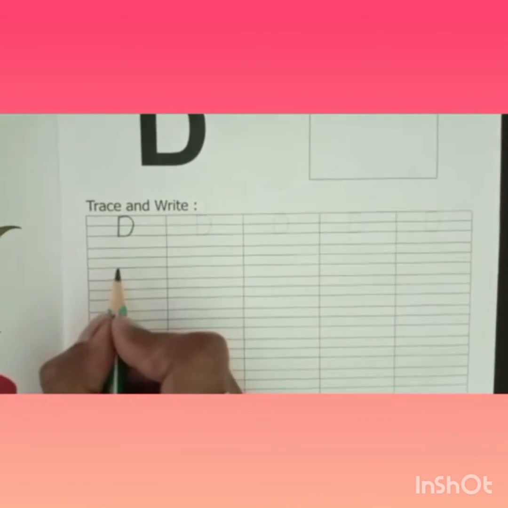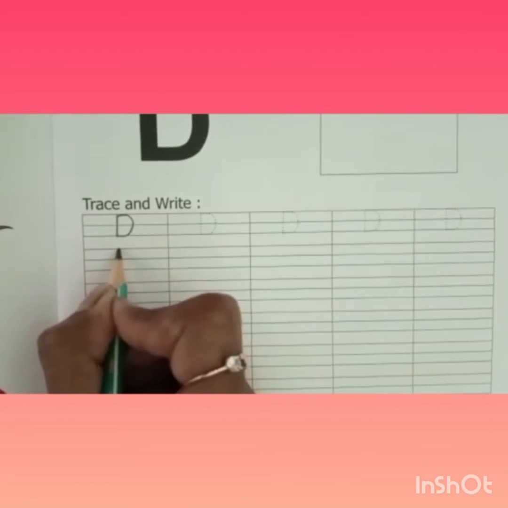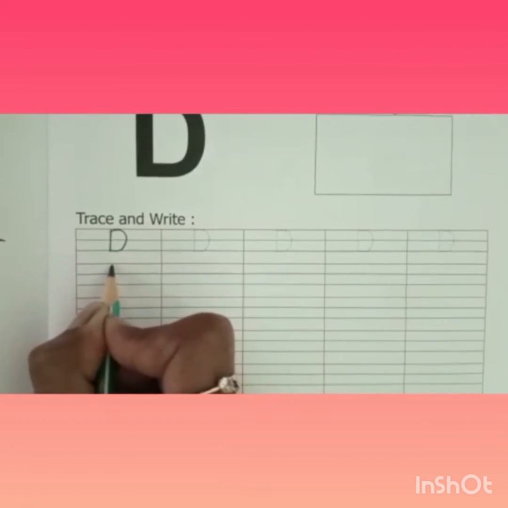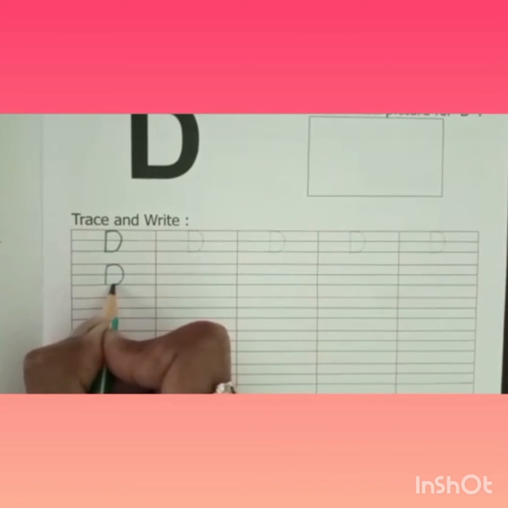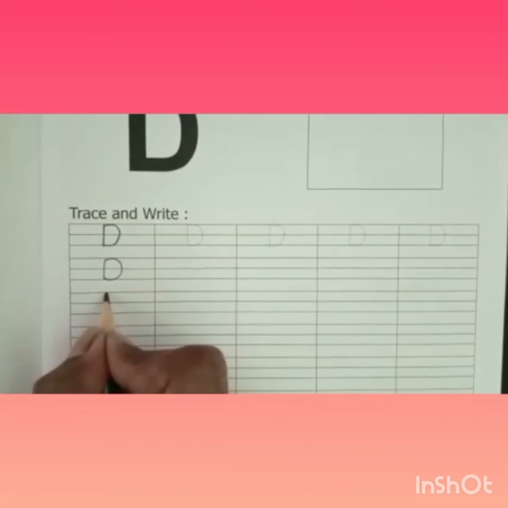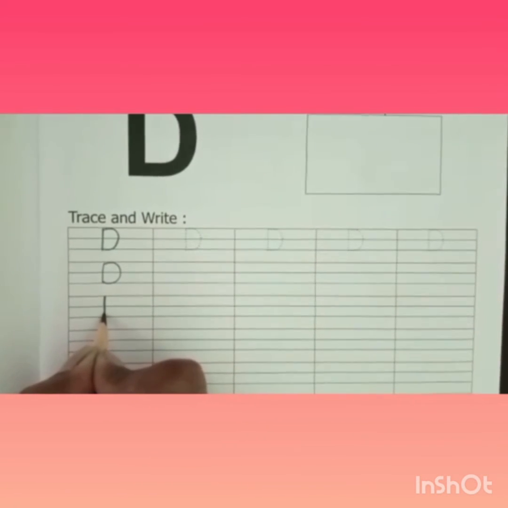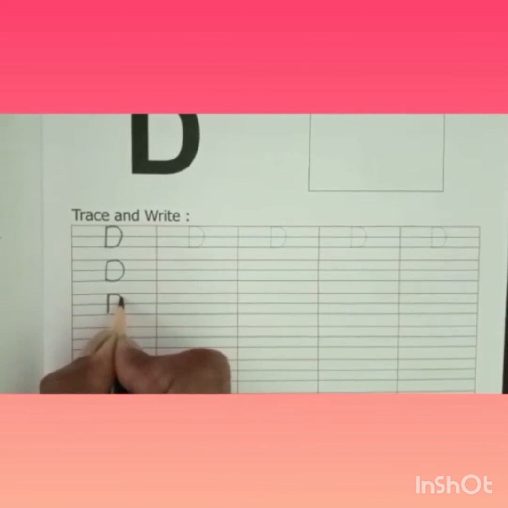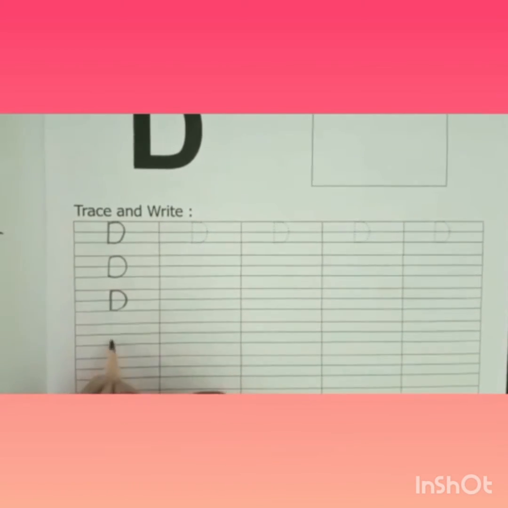Okay. Now we will write capital letter D. Standing line from red line to second blue line. Then opposite C curve from red line to second blue line, capital letter D. One more time. Standing line from red line to second blue line. Then opposite C curve from red line to second blue line, capital letter D.